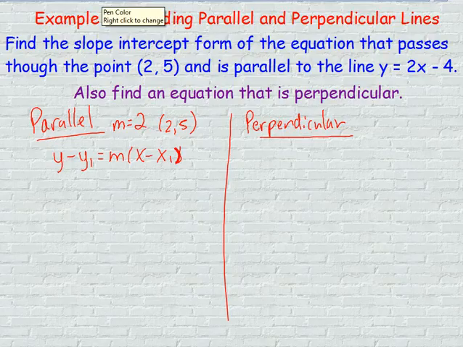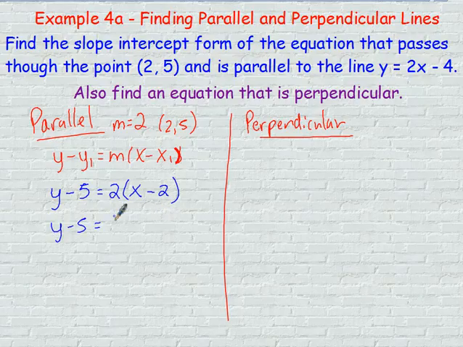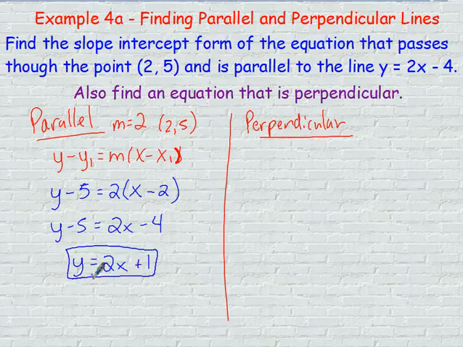Okay, so what would it be? y minus 5 equals 2 parentheses x minus 2. Okay, now distribute that 2, so it would give me, and then, so y equals 2x plus 1. Does this look like an equation of a line that's parallel to the other one?